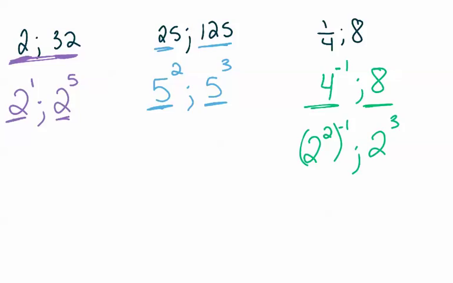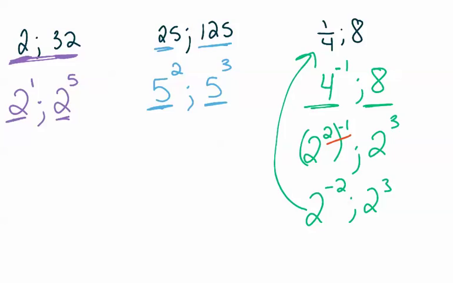So hopefully you remember properties of exponents tells me I'm just multiplying my powers to a power. So my final answer would be 2 to the negative second and 2 to the 3rd. And hopefully you see 2 to the negative second really is 1/4 and 2 to the 3rd is 8. But now again, we have those same bases.